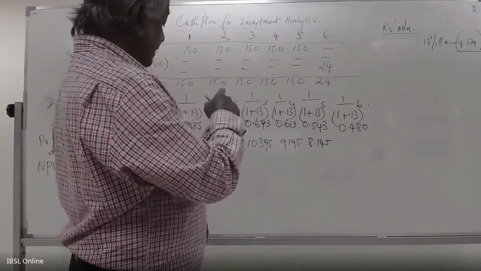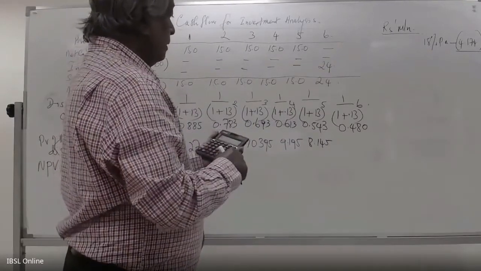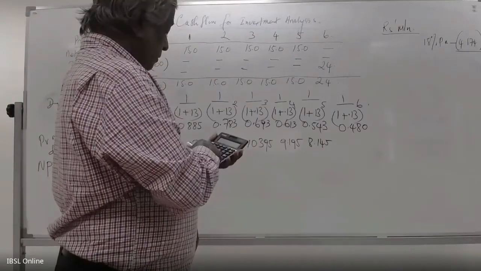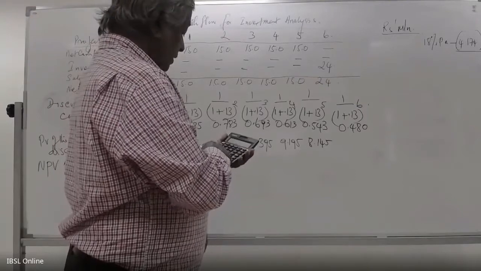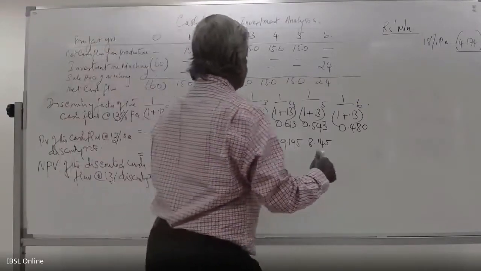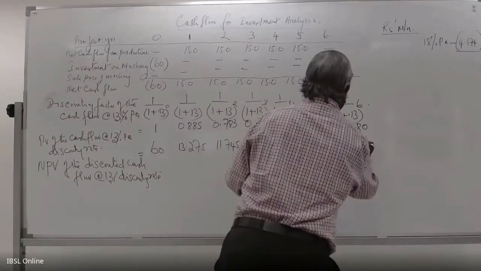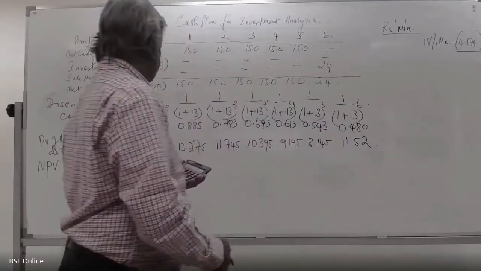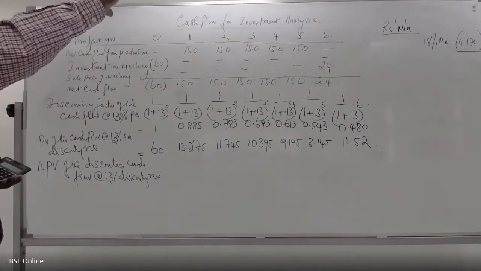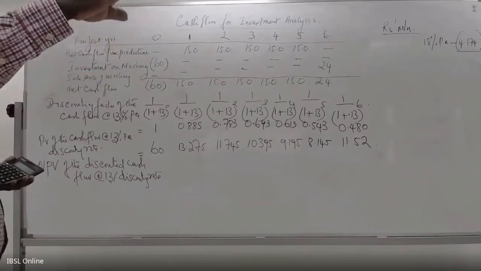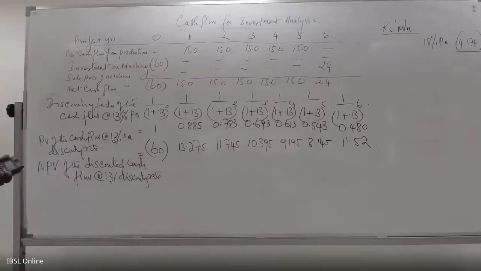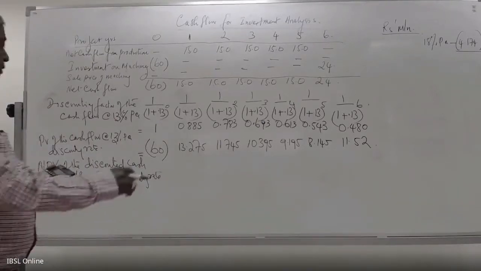Now multiply 24 by 0.480. Sorry, 0.480. 11.52. Well, now everything is on the same platform. All are the present values. All future values have been converted to present value. Sorry, this 60 is negative. Outflow is negative.